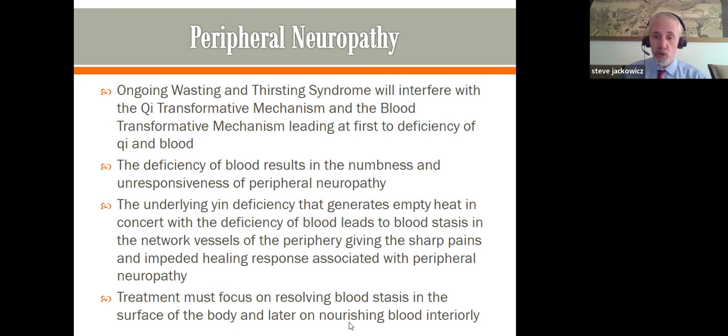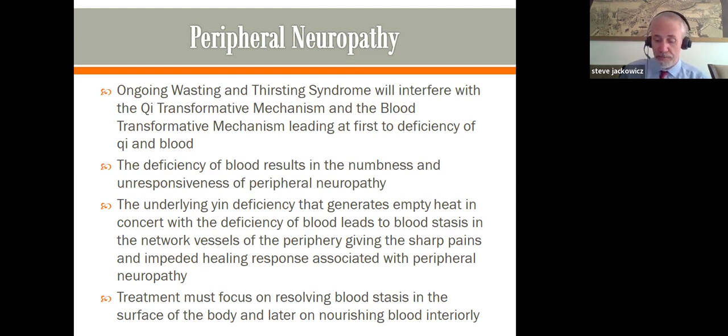Then treatment of this, you have to resolve the blood stasis. That's one part of it in the surface. And then you have to nourish the blood. But treating peripheral neuropathy does not change your sugar levels. So you can alleviate the blood stasis, you can treat the underlying blood deficiency, you can do all that. It doesn't change the sugar count. Treating the primary aspects treats the sugar count.